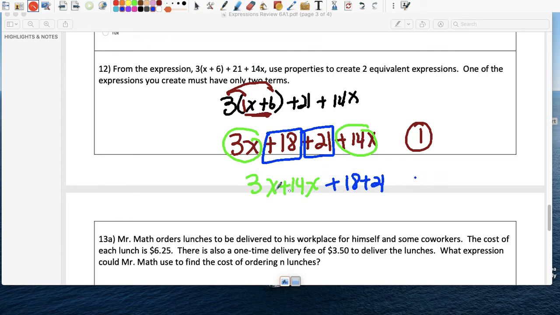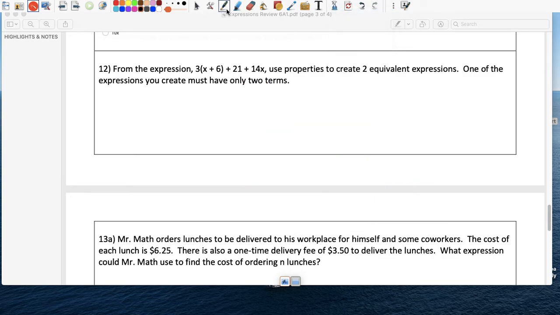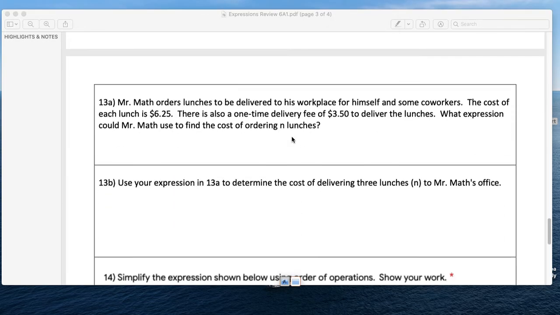And then we're going to combine, no? Now we can combine, juntarlos. 3x and 14x is 17x. And this is 18 plus 21, which is 39. And here's my second expression. So, okay, this is expression number 2. And then 13.